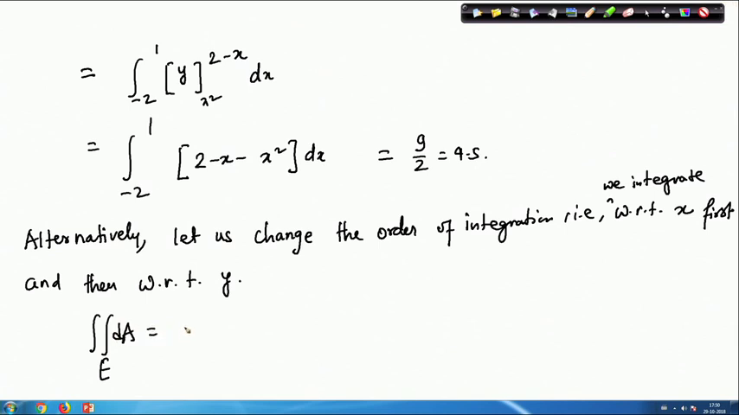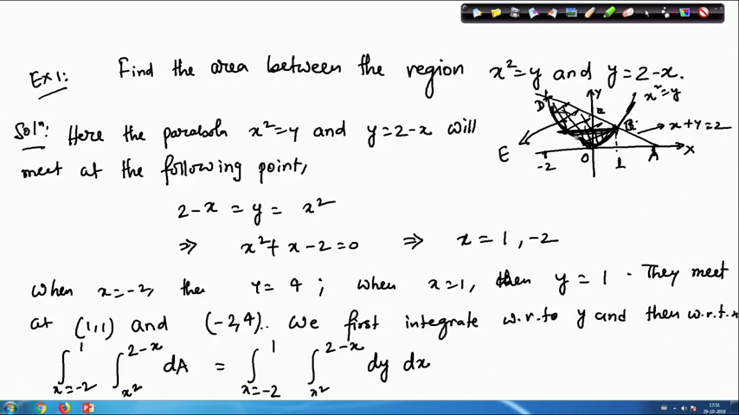So we will write it as integral from 0 to 1, that's for y, and integral x running from minus square root of y to plus square root of y, and then this is dx dy. Now we are in this region.